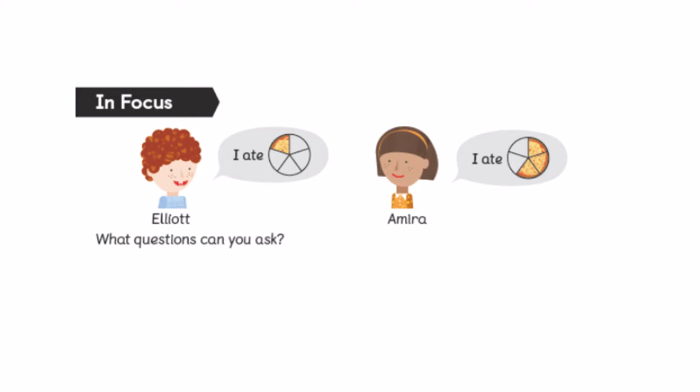We know Elliot ate 1 of the 5 pieces, so Elliot ate 1/5. We know Amira ate 3 of the 5 pieces, so Amira ate 3/5. And today we're being asked to think, what questions could we come up with using the amount of pizza Elliot ate and the amount of pizza Amira ate?